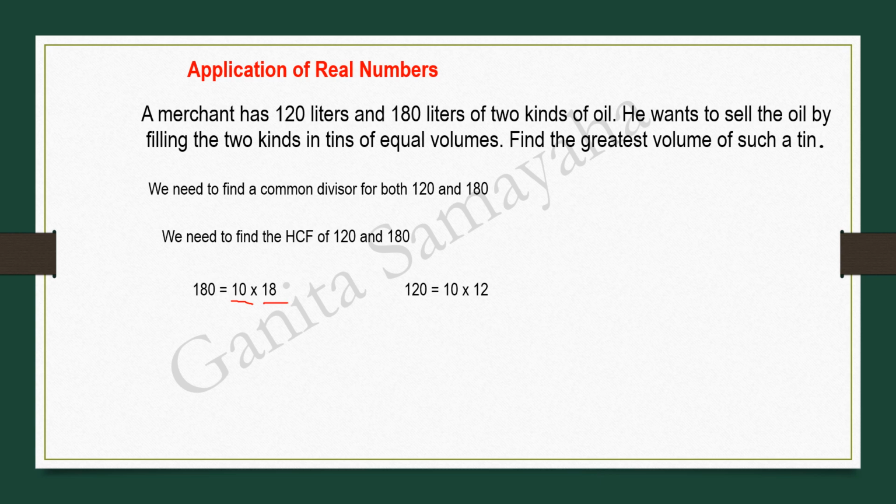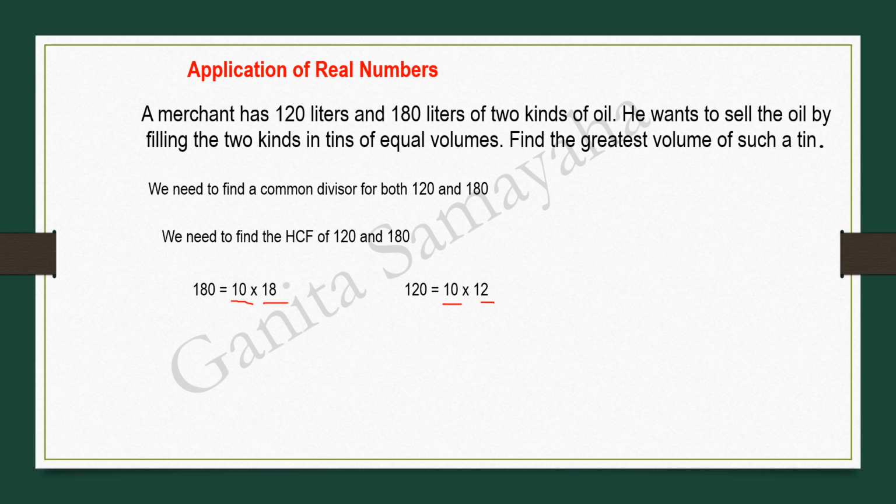So also 120 is equal to 10 into 12, which means 120 is divisible by both 10 and 12. So you can say that we have got a common divisor here, 10 liters. So he can have 10-liter cans or tins and fill them up. No, he is not satisfied, our merchant. Why? He wants the greatest volume of such a tin. That means he wants to make big cans. He doesn't want smaller ones. He wants to make them as big as possible.